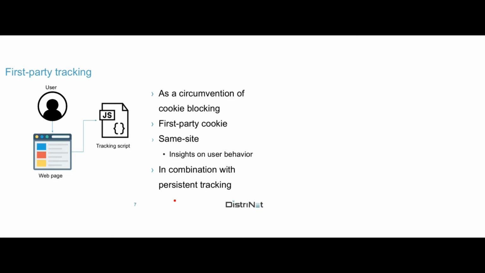So our work studies a specific kind of first-party tracking, which is called CNAME-based tracking. But in order to understand how CNAME-based tracking works, I will first explain a little bit about DNS.